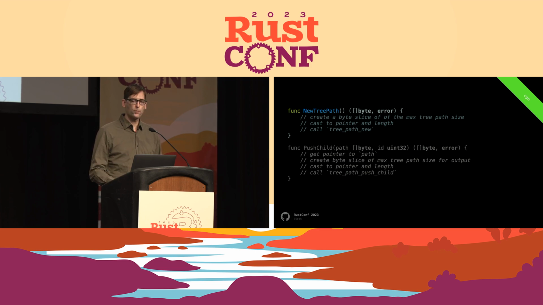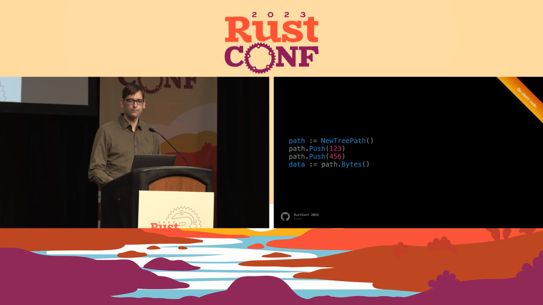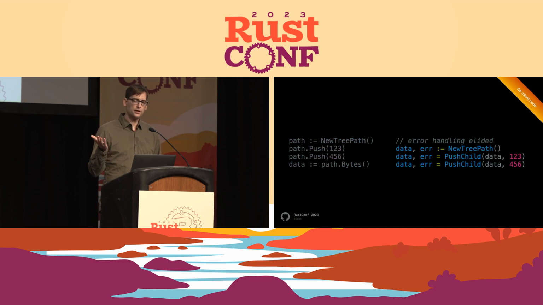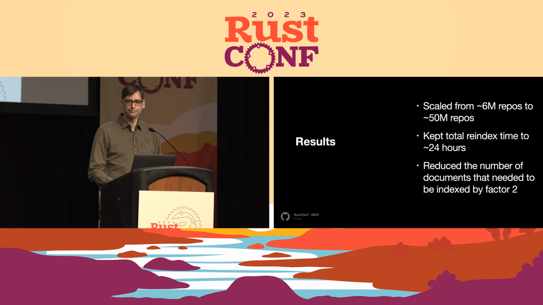We are dealing with opaque bytes. Push child also is a function now instead of a method, and it takes the path as bytes. Here's the old API compared to the new API. You can see it's still pretty reasonable to deal with, but data is an opaque type now, and so we just have to, I guess, keep that in our heads instead of in the compiler.